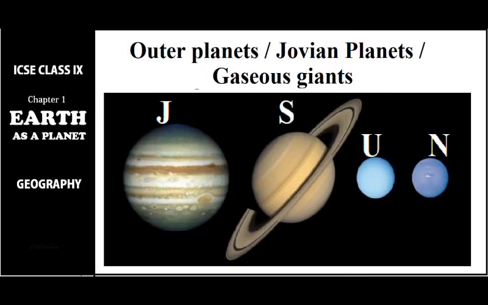Okay, right. Now if you go to the next topic, that is outer planets. They are also called as Jovian planets, that means Jupiter-like planets, or gaseous giants. Unlike the terrestrial planets, they don't have any rocky surface. They are made up of different types of gases. They are comparatively very large in size, right? And there are a lot of difference between inner and outer planets that we'll study in detail.